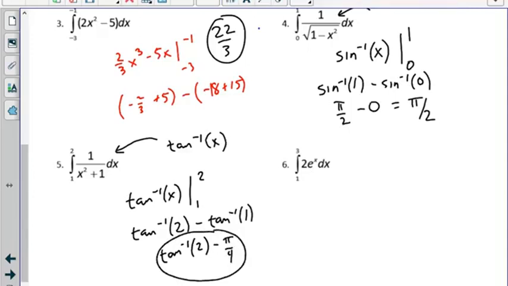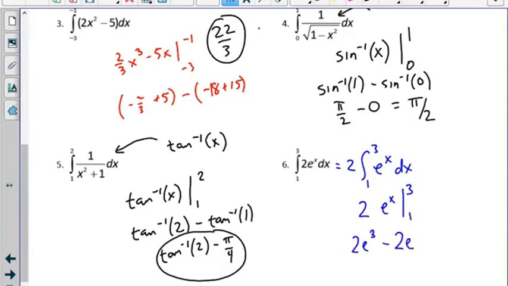And finally, number 6, the integral from 1 to 3 of 2e to the x dx. 2 is a constant, so I can move that to the outside. That's one of the integral rules. The integral of e to the x dx is going to be e to the x because the derivative of e to the x is e to the x. So the integral of e to the x is also e to the x. So I end up with 2 times e to the x, and we're going to evaluate that from 1 to 3. So I have 2e cubed minus 2e. And if I want to, I can factor out a 2e, and I get e squared minus 1, but that's not necessary all the time. And that is the fundamental theorem of calculus, part 2.